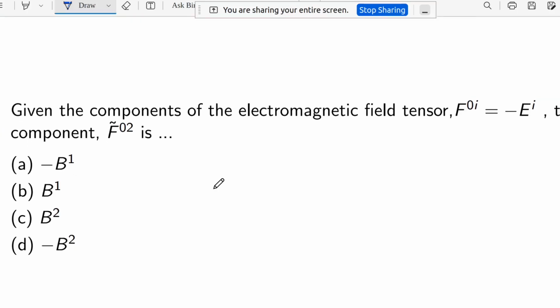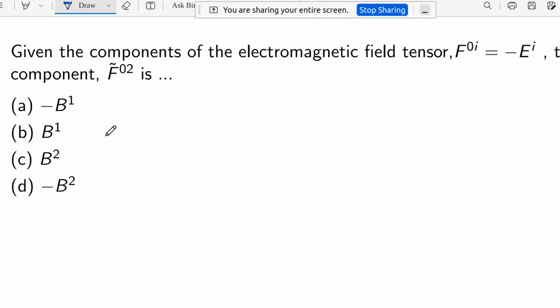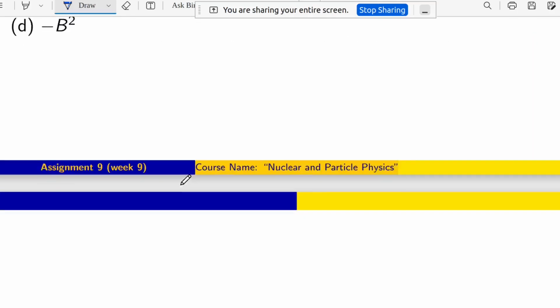Okay, so this is the next question. Given the components of the electromagnetic field tensor F0i equals minus Ei, the component of F02 tilde is what? So first of all, I want to tell you what this is and what the electromagnetic field tensor is, at least. This is the dual electromagnetic field tensor. You can see there is a tilde just above the F expression.